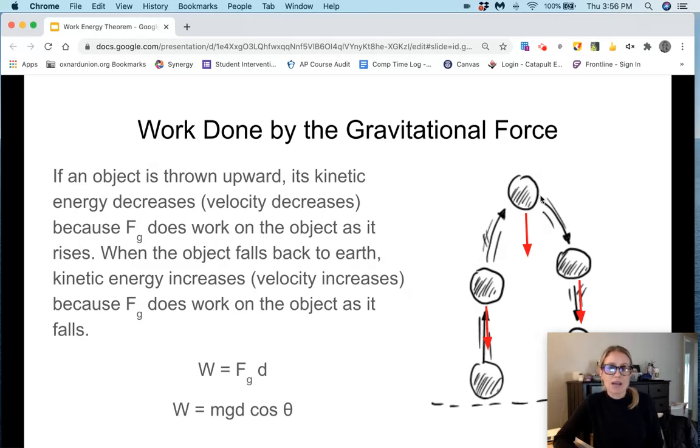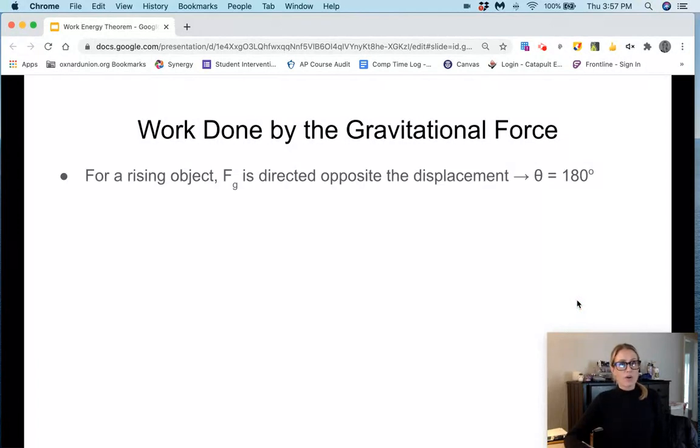Now, after we get to the top and then we're going back down, the force of gravity is in the same direction as the displacement. So that angle right there is 0 degrees. And this will have to do with the sign of work that's happening on the object. So for a rising object, like I said, on that side where it's going up, the force of gravity is directed opposite the displacement. So that angle is 180 degrees.